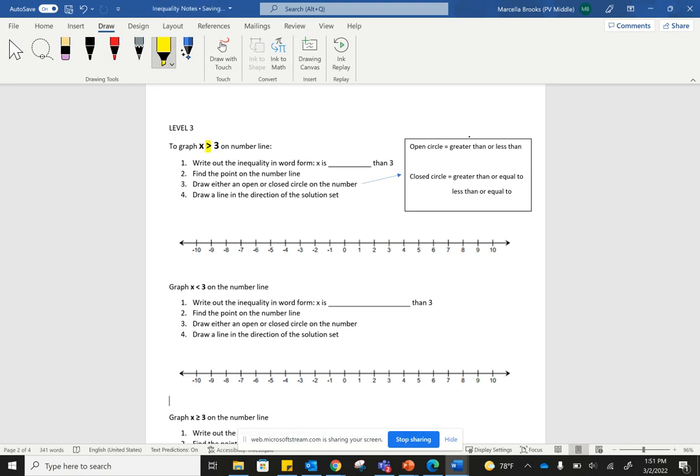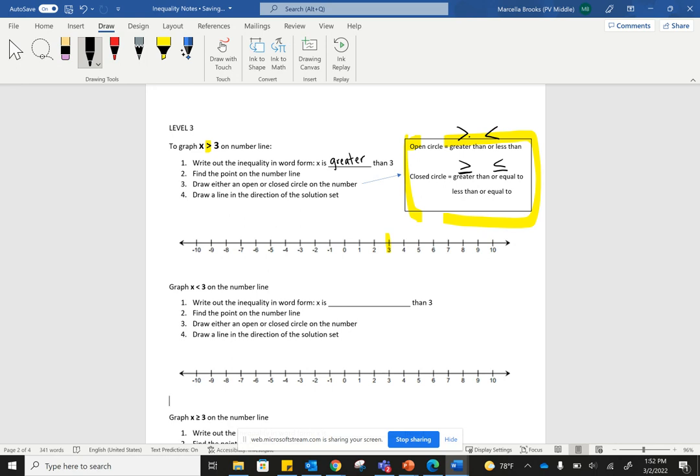Our sign is greater than. So first thing I want you to do is to write out the inequality in word form because I want to know that you know what that sign means. So x is greater than 3. We're going to find the point 3 on the number line. 3 is right here. And we're either going to put an open circle or a closed circle there. The way we decide that is based on the sign. So up here, I have a little key that you can use. Open circle is when it's greater than or less than. Closed circle is greater than or equal to or less than or equal to.